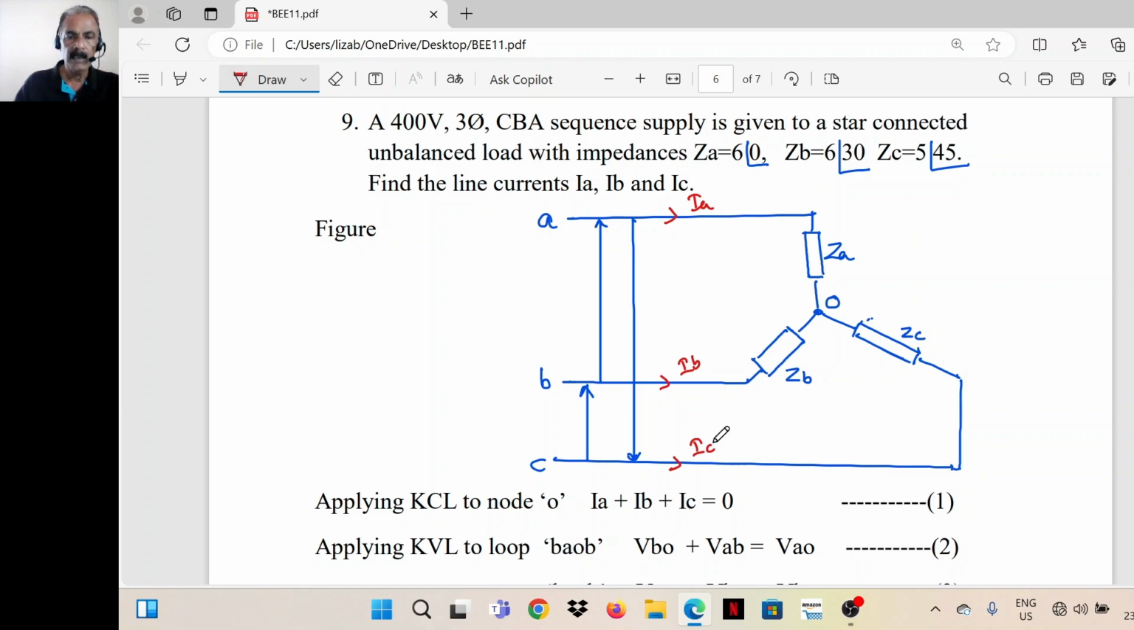And the supply details are, it's a 400 volt three-phase CBA sequence. It's not ABC. ABC is the positive sequence. This is the negative sequence. CBA means, or instead of that, we can write ACB. From CBA, I can get the sequence ACB. ABC is like this. ACB is opposite to that.